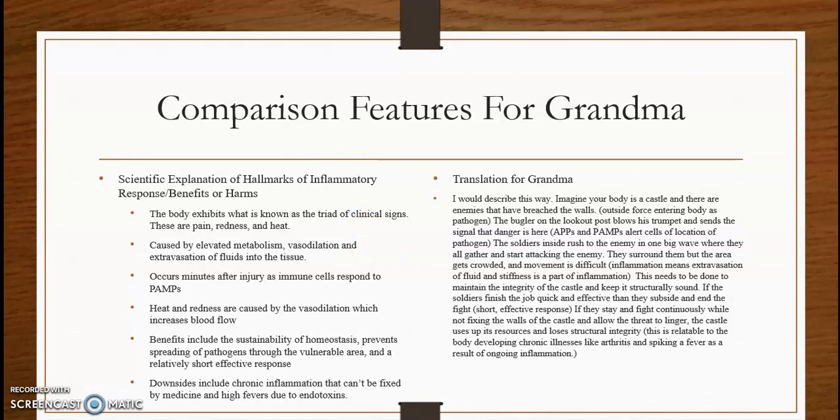This is the short effective response of inflammation. If they stay and fight continuously while not fixing the walls of the castle or the structural integrity, they allow the threat to linger. The castle uses up its resources and loses that integrity. This is relatable to the body developing chronic illnesses like arthritis and spiking of fever as a result of ongoing inflammation.